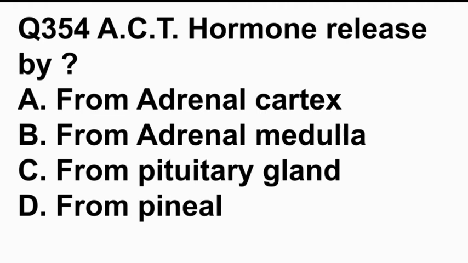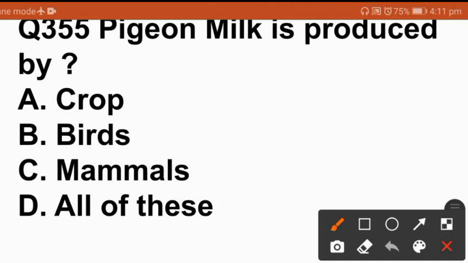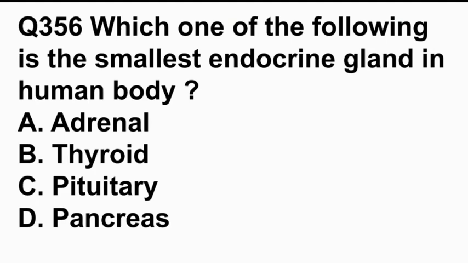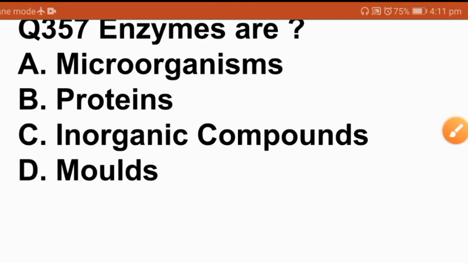ACTH hormone released by C. From pituitary gland. Pigeon milk is produced by A. Crop. Which one of the following is the smallest endocrine gland in human body? C. Pituitary. Enzymes are B. Proteins. Blood pressure is controlled by B.